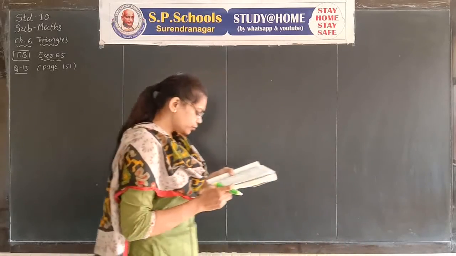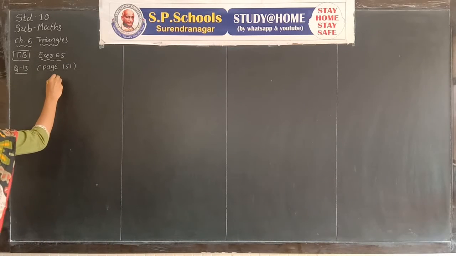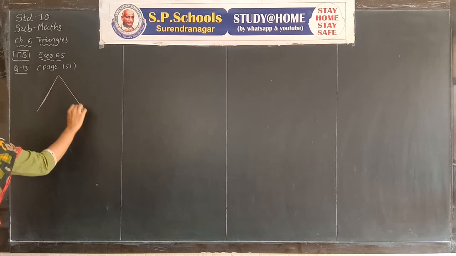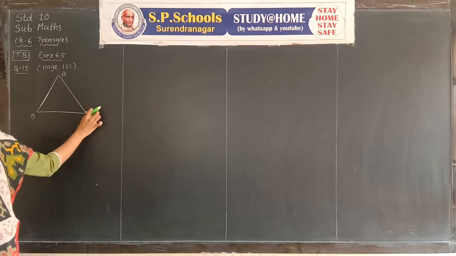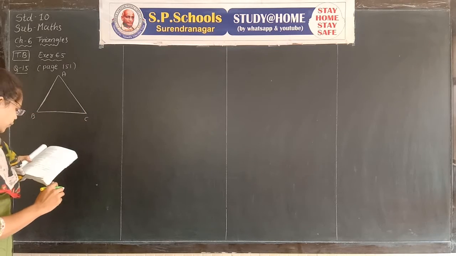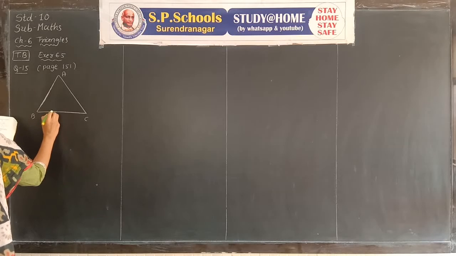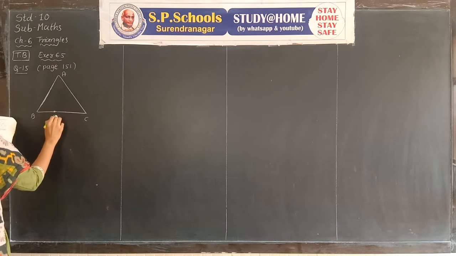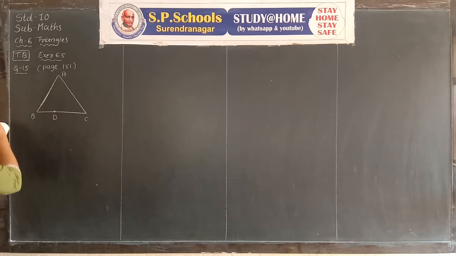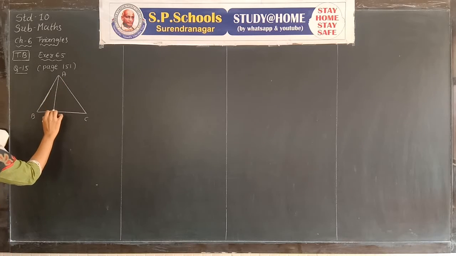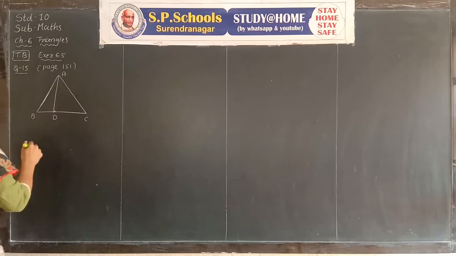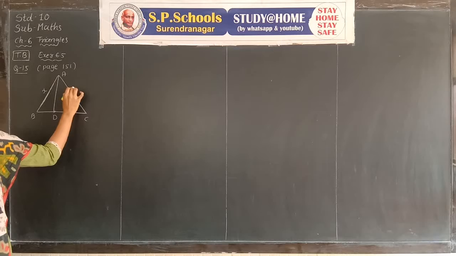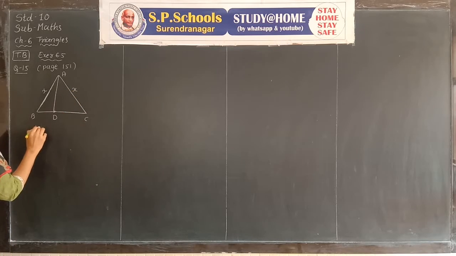First of all, we have to draw one equilateral triangle. ABC is the equilateral triangle. D is a point on BC such that BD is equal to 1/3 of BC. Prove that AD square, we need to join AD, is equal to 7 times AB square. It is an equilateral triangle, so all sides are equal. Let us take them as x, x and x.